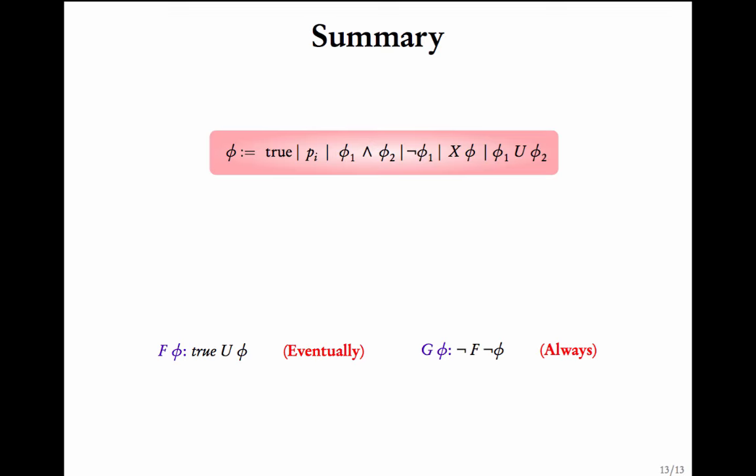So this is a summary of LTL. Every LTL formula is formed using this grammar. A grammar is just a set of rules to build formulas. We have seen examples. Please go through them again and again and again. F is derived using until and true by saying F of phi is true until phi. G is just not the case that F of not phi. Okay. Over time, these formulas will become clearer and you can specify properties that you encounter using these expressions.